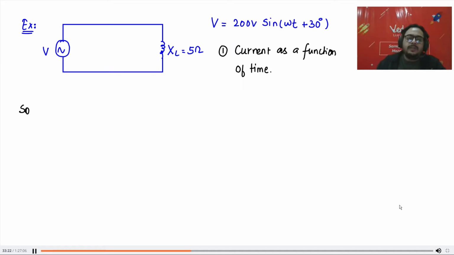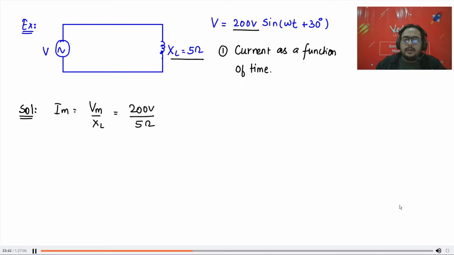What is going to be current as a function of time? So obviously, in order to find current, I need to calculate peak current first. So peak current Im is Vm by XL. In place of resistance, we are just using reactance. The only difference is that. Now Vm is 200 volt upon reactance is 5 ohm. So you are going to get 40 ampere. That is your peak current.